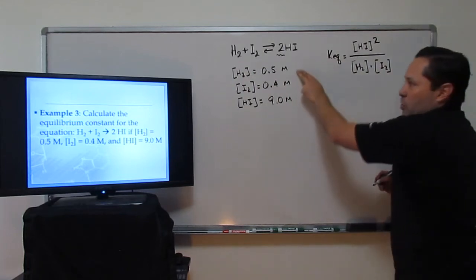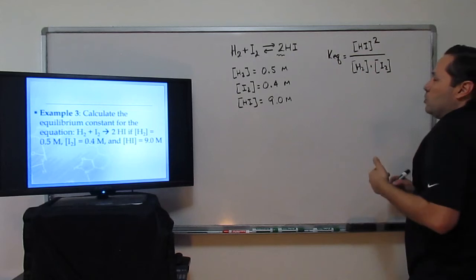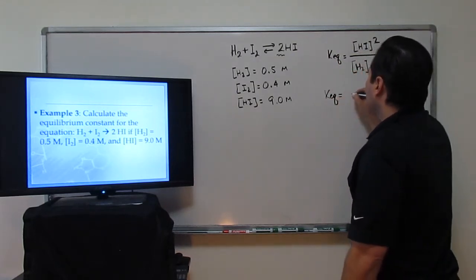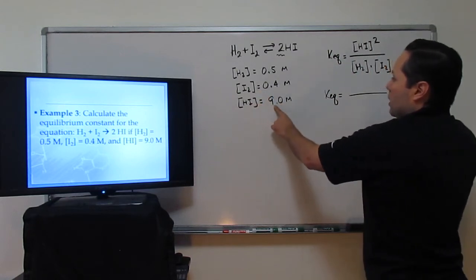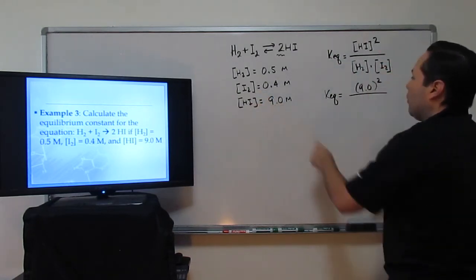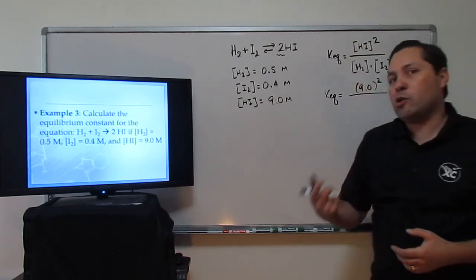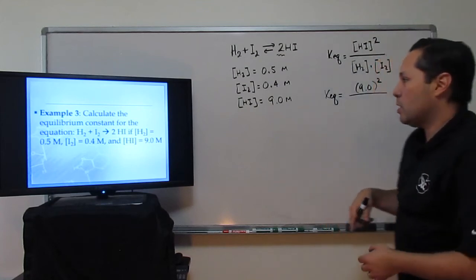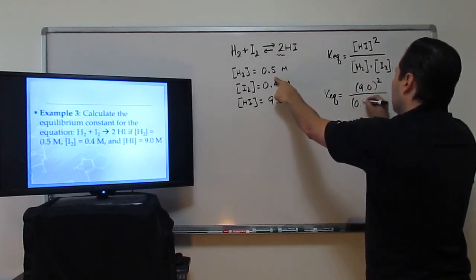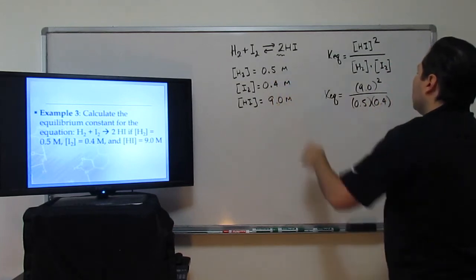We're going to go ahead and substitute the numbers in. Those were given to us right there. So we're going to plug in all those values and then solve for the KEQ. In this problem, HI is 9.0, substituted to the 2nd power. Notice that once I switch from letters to numbers, I no longer use brackets, I use parentheses. Next is going to be for H2, 0.5, and I2 is 0.4. There we have it.